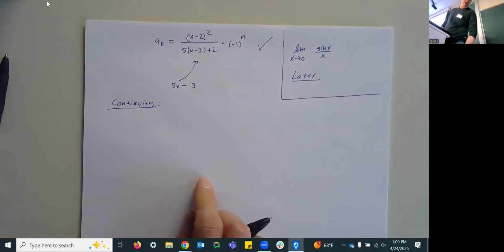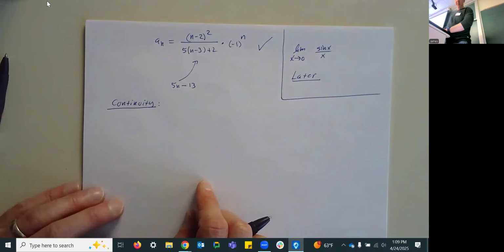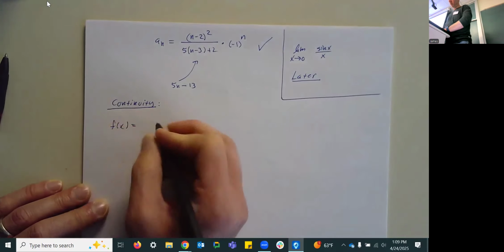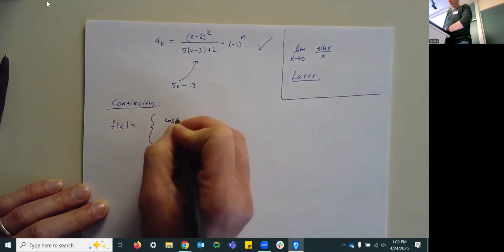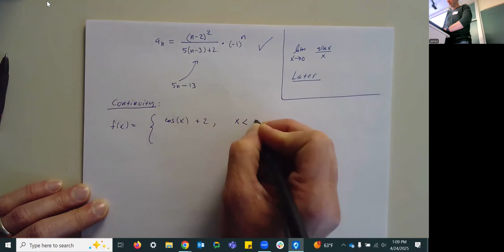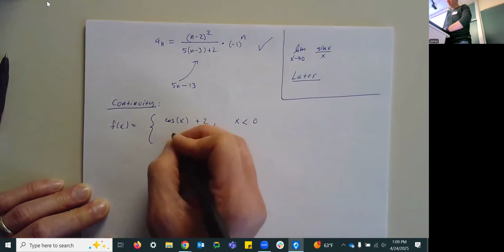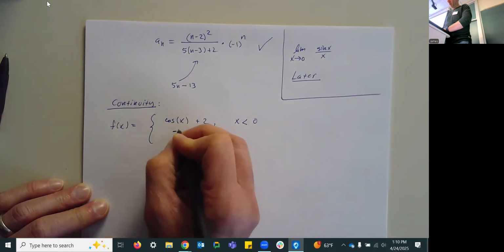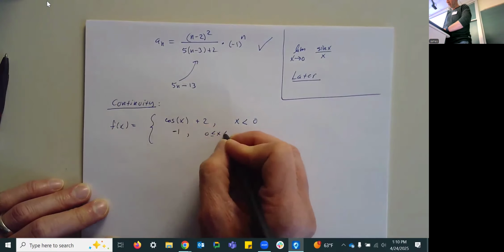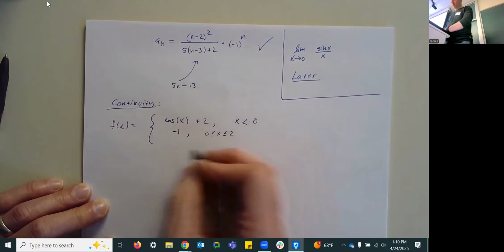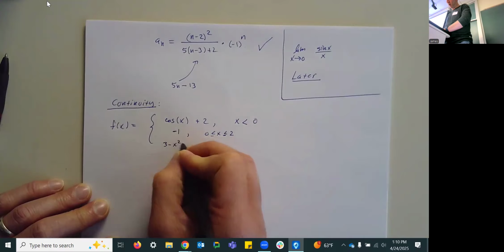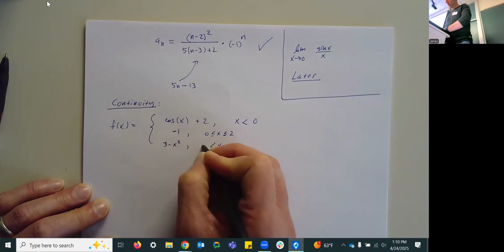Okay, continuity. So where's my example? Yeah, let's see. So let's say we had the following function. f of x is equal to cosine of x plus 2 when x is less than 0, and it's equal to -1 when x is bigger than or equal to 0 and less than or equal to 2, and is equal to, sure, 3 minus x squared when x is bigger than 2.